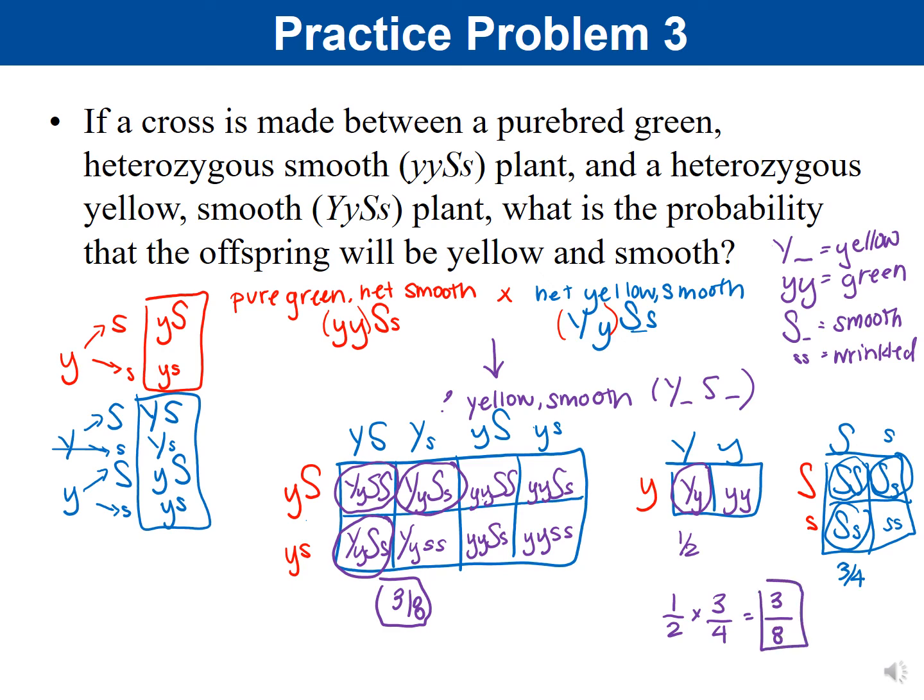Notice I got to 3/8 in a much faster time frame. The same answer works either way. So if you like the big Punnett square, by all means do the big Punnett square. If you would prefer to instead treat them as independent crosses and cross just the Y's and just the S's, that works too. You just have to figure out which way works for you and go with that method. I personally don't like the big Punnett square. I would much rather do these smaller Punnett squares and then multiply my probabilities. But it's up to you. Those are both ways that you can solve it.